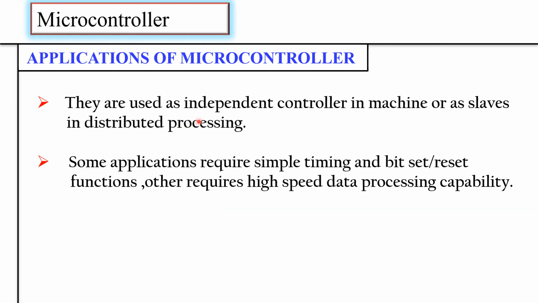They are used as independent controllers in machines or as a slave in a distributed process. Some applications require simple timing and bit set and reset functions. We have seen that it has a timer, right? Because in a washing machine or oven, we need to set the timer. So the microcontroller has an extra timer, one or two, and 8052 has three timers. Others require high speed data processing capability. So these are the applications of microcontroller.